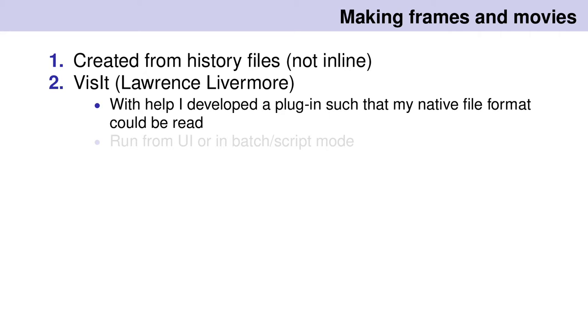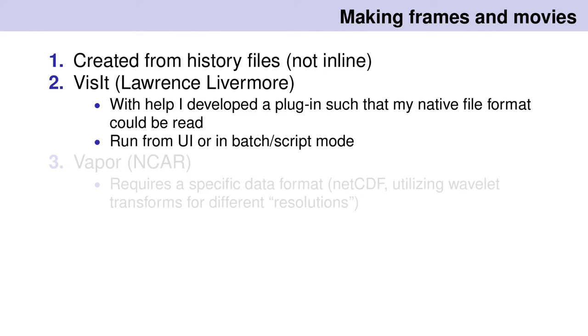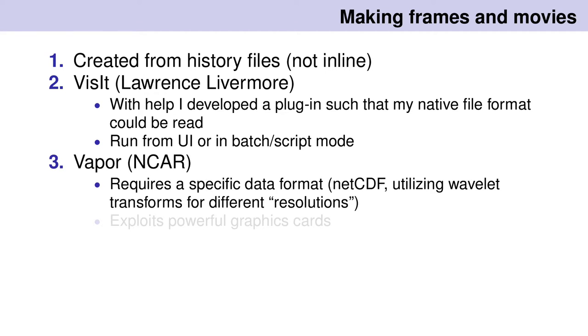This involves some work to develop a plugin to interface with my data, so I didn't have to do any conversion steps. VisIt's nice, you can run it from the user interface, it's got a client-server model, you can do your rendering on Blue Waters, you can visualize on your Mac laptop, wherever. Vapor has a different infrastructure, it's much more tight, I think, to the local hardware that you've got. It requires its own data format.